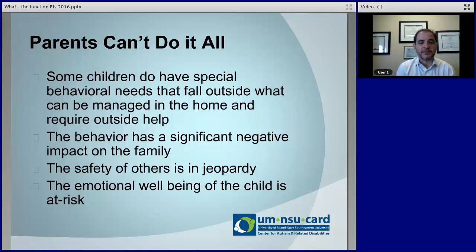That's what the Center for Autism and Related Disabilities is for, UMNSU CARD. That's what the ELSE Foundation is here for. That's what professionals in the community are here for. If the behavior has a significant negative impact on the family, seek help. If the safety of others is in jeopardy, seek help. If you feel like this is really just too much, just get help.